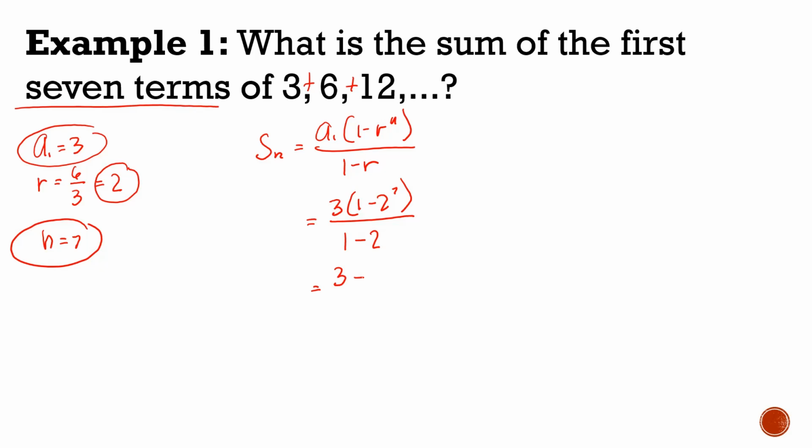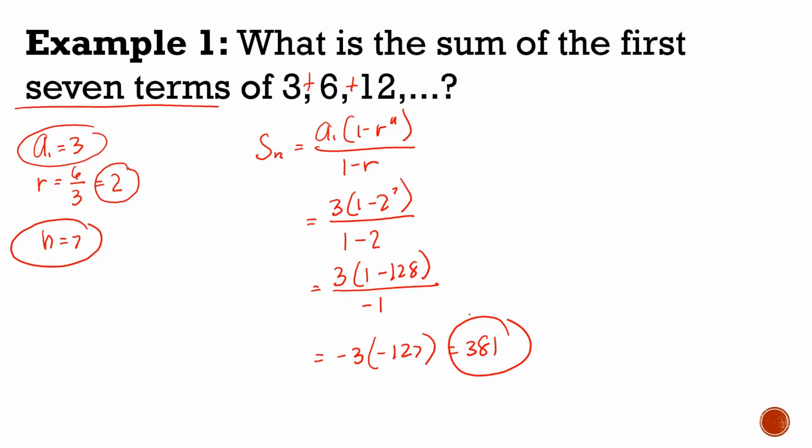This is 3 times 1 minus 2 raised to 7, which is equal to what? 128, divided by negative 1. So I think we can divide 3 and negative 1. That's negative 3 times negative 127. So negative 127 times negative 3 is equal to 381. Okay, let's go to the next example.